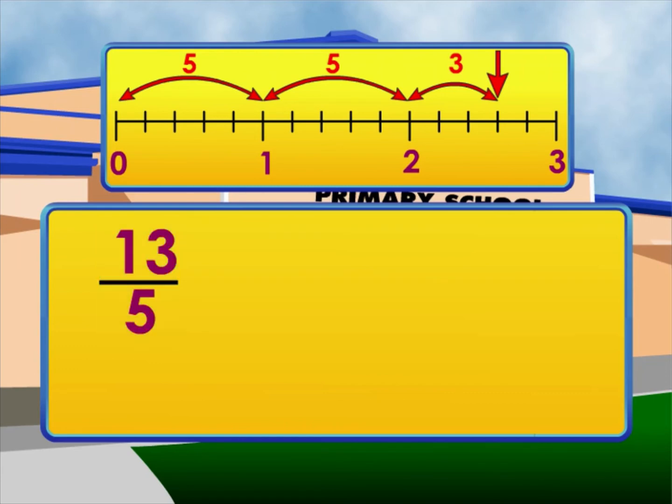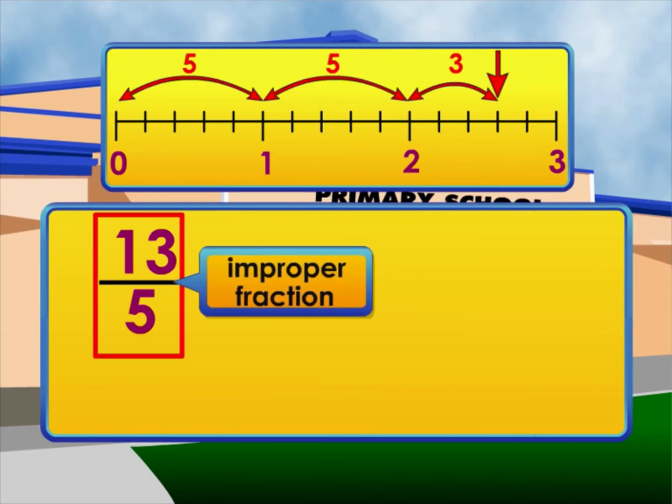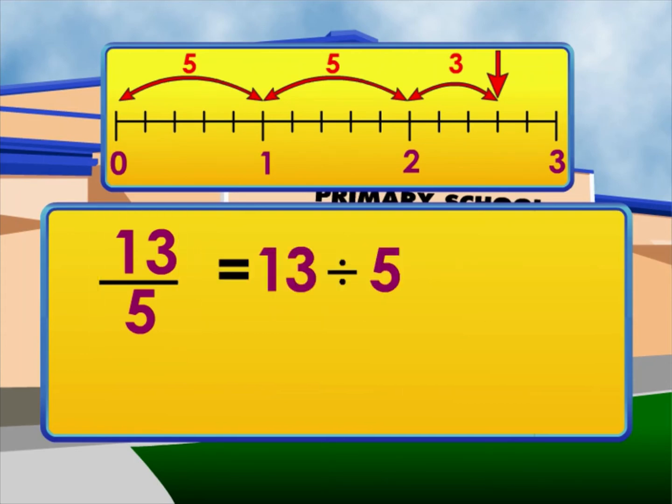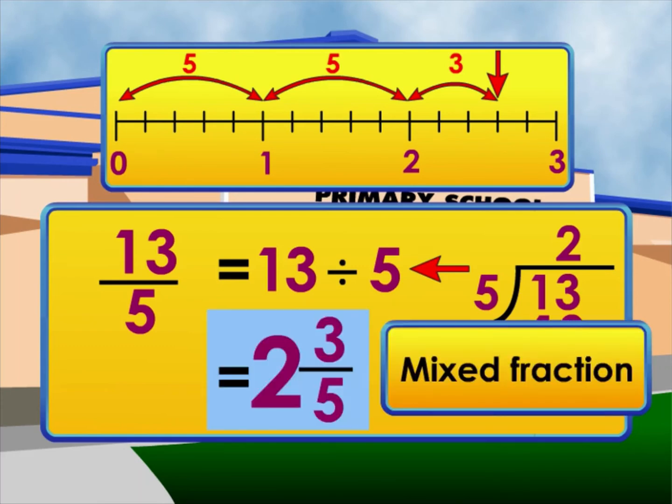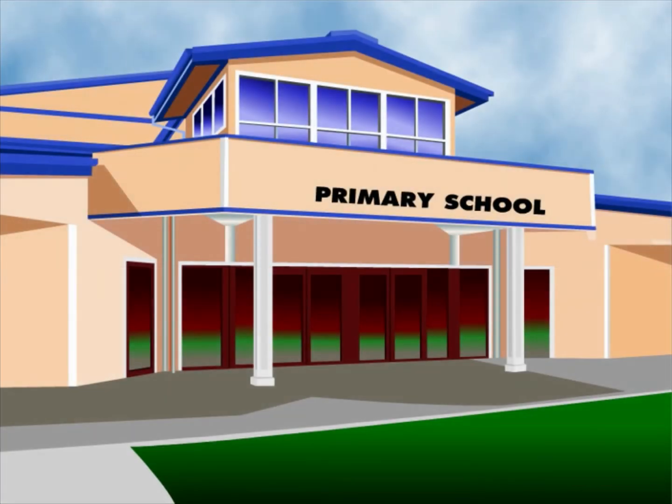Since the numerator is larger than the denominator, we call it an improper fraction. The improper fraction can be renamed as a mixed fraction by dividing the numerator 13 by the denominator 5. 2 and 3/5 is the mixed fraction. Let's work out without any pictures or number lines.